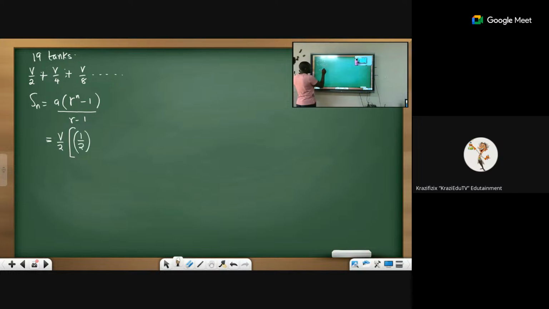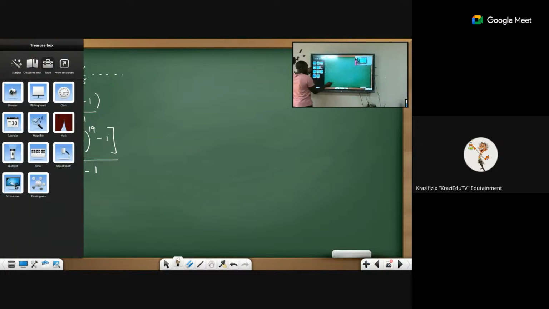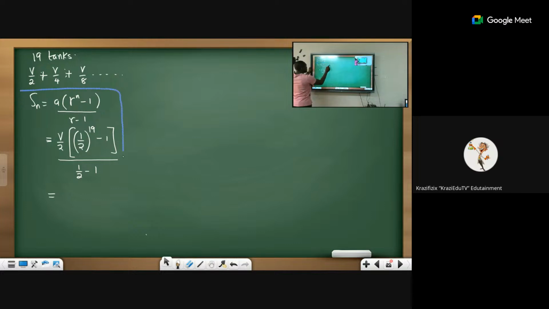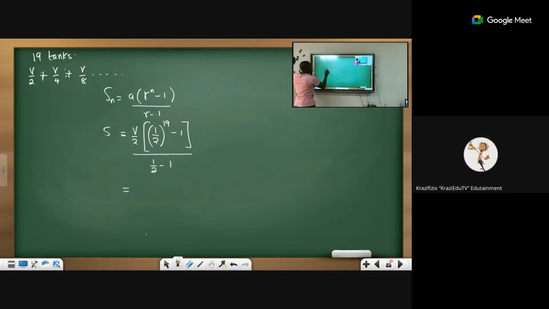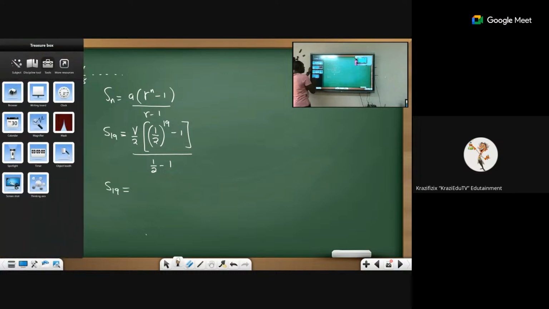There are 19 of them, over 1 over 2. Let's see. Don't worry about the V over 2. Let's get a calculator. All right, I'll give you time to write. Let me drag this to the right-hand side so I don't block your view. We are looking for the sum of the 19, S19. If we add all of that together, what are we going to get?